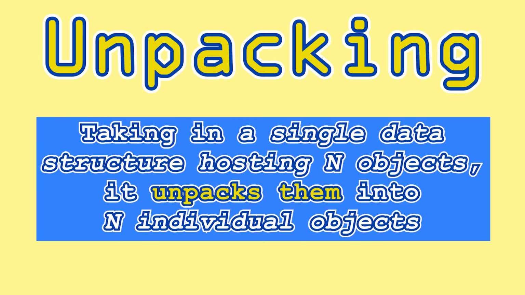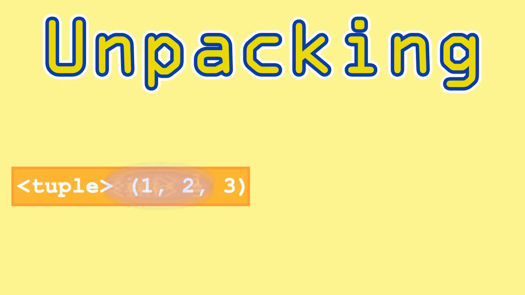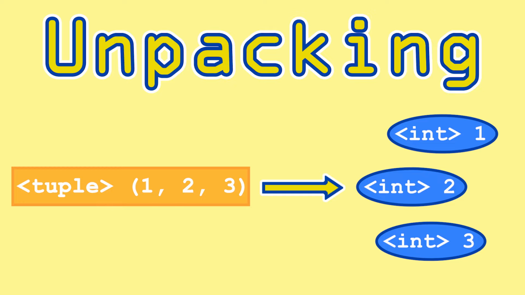On the other hand, unpacking does the exact opposite. Taking in a single data structure hosting n objects, it unpacks them into n individual objects that are no longer related. So here, if we take in this tuple from earlier, unpacking would return three individual integer objects, 1, 2, and 3.